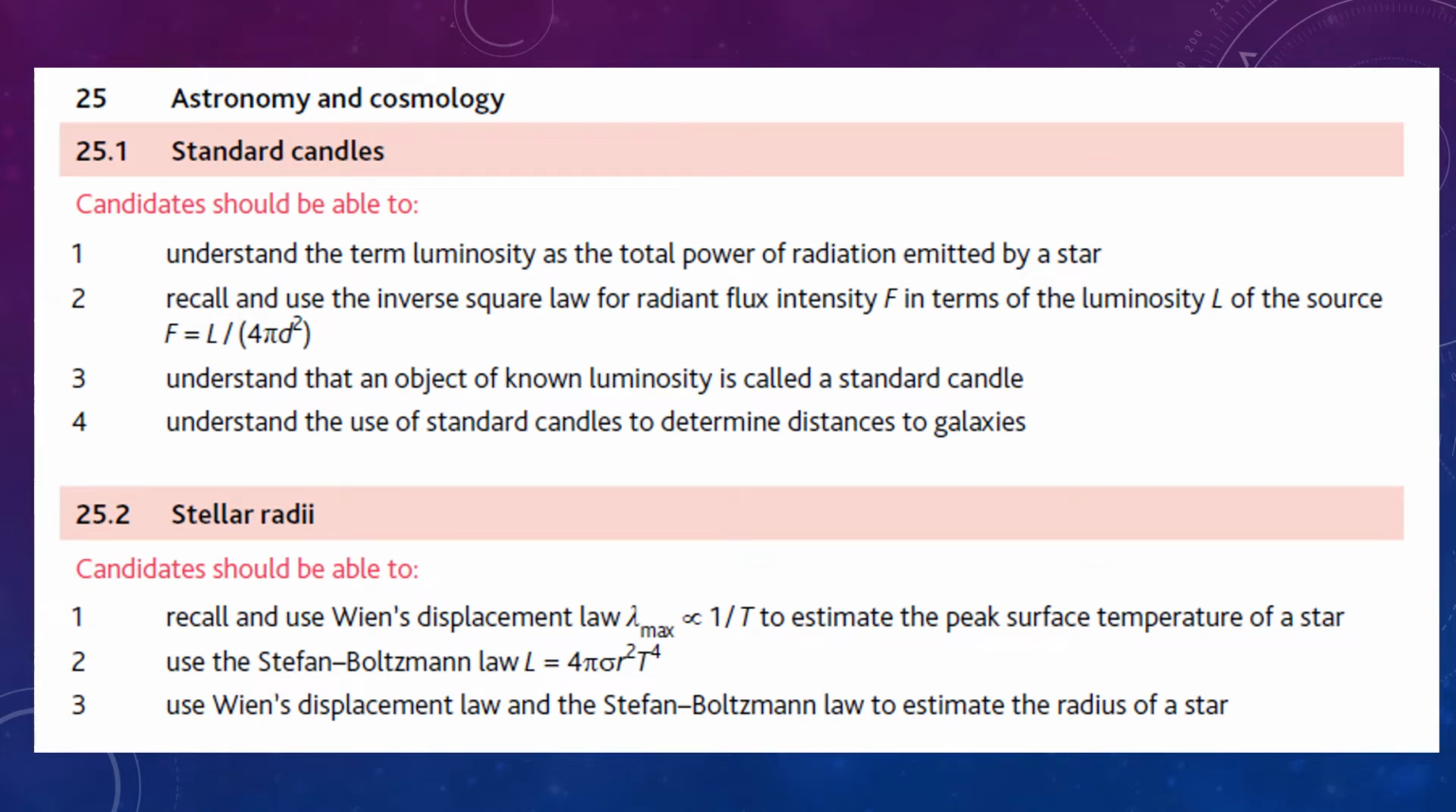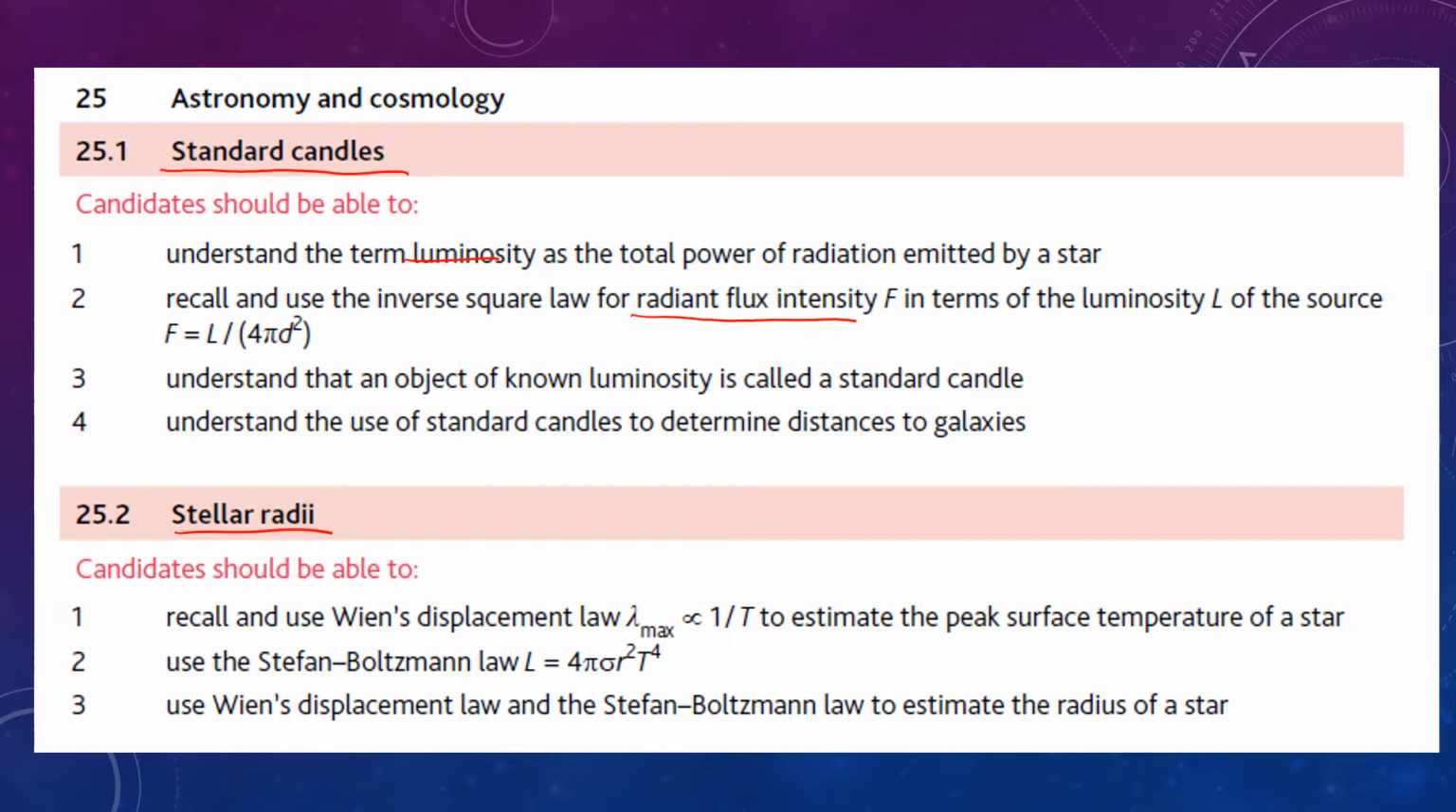If we discuss the content, the first thing is the standard candle. Standard candle is a method that was developed by scientists to measure the distance of distant galaxies and stars from the Earth. They use the term luminosity, which is the power emitted by a star, and the radiant flux intensity. Luminosity is the total power emitted by a star from its surface, and radiant flux intensity is the power received on Earth per unit area per unit time from the star. So by knowing these two, they can find the distance of the galaxies or the star.